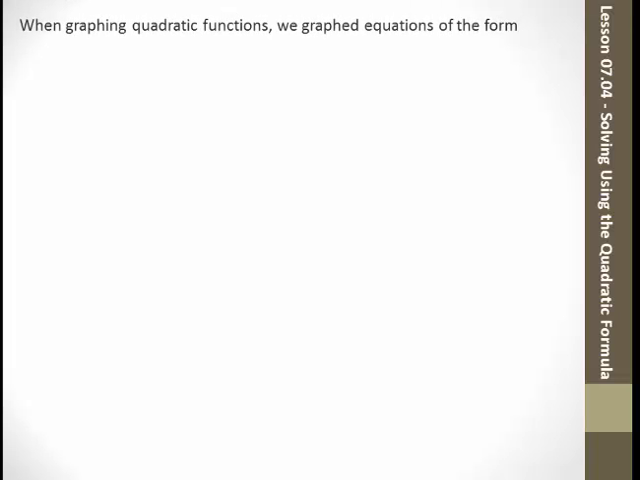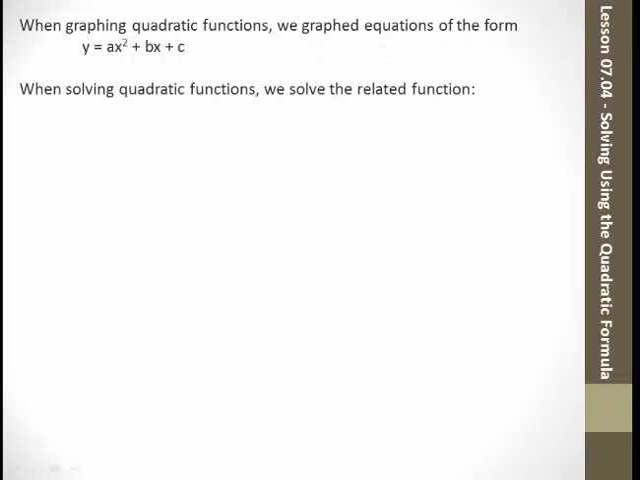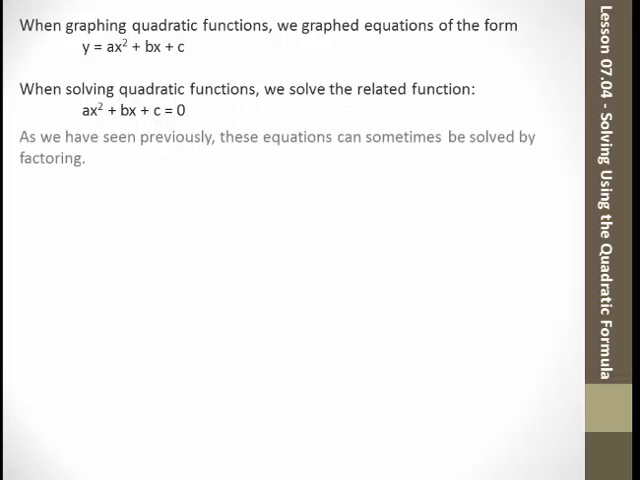Lesson 7.4, Solving Using the Quadratic Formula. When we graphed quadratic formulas, we graphed equations of the form y equals ax squared plus bx plus c. When we solve quadratic functions, we solve what's called a related function: ax squared plus bx plus c equals 0. So the y gets removed and the 0 gets put in. This allows us to find our roots, which is the location where the graph crosses the x-axis.